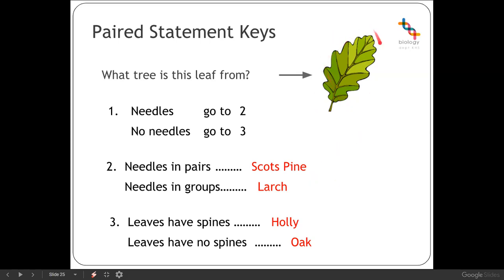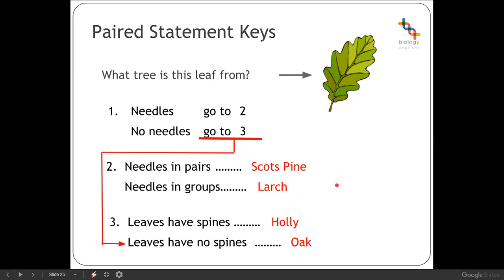example here, we're looking at this leaf, so we're looking at what tree is this leaf from. So question 1 is, does it have needles? You would go to question number 2, and if it doesn't have any needles, you would go to question number 3. So looking at our leaf, there are no needles present on that one, so we would go to question 3. Question 3 is, if the leaves have spines, it's a holly leaf, and if the leaves have no spines, it's an oak leaf. So we can identify that this is an oak leaf based on the 2 questions that we've needed to answer.